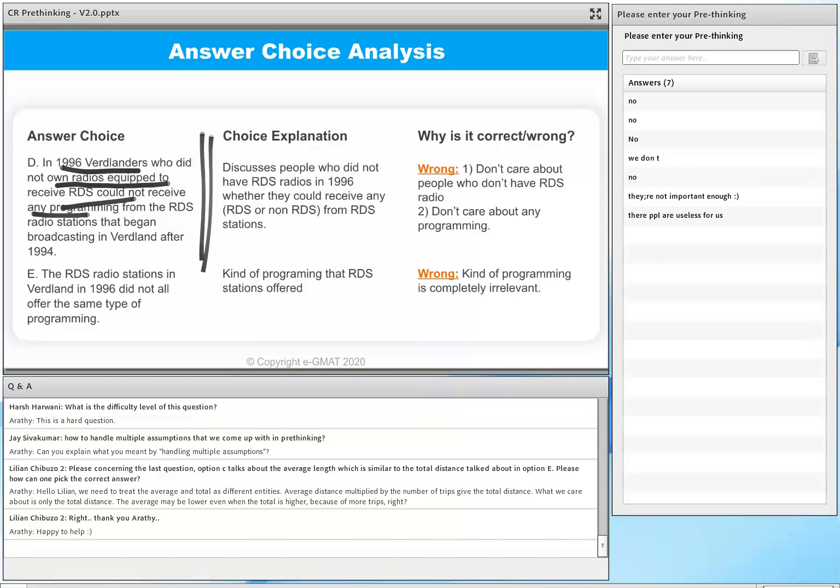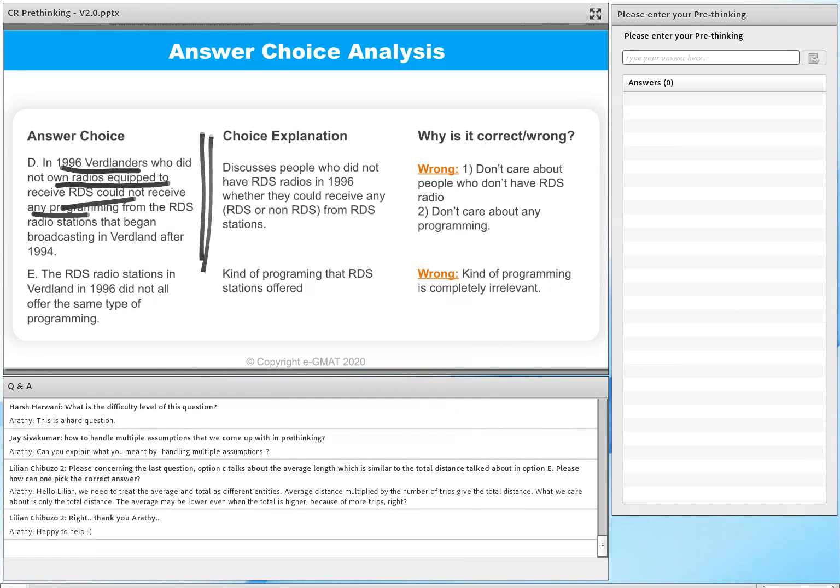It's like you're not going to care about people applying to Harvard who are not even taking either the GMAT or the GRE. You can't apply to Harvard without a GMAT or a GRE. You're not going to compare your profile to those. Again, you understand the answer choice. You visualize the answer choice. Remember the third thing we had in the visualize box early on. It was about visualizing the answer choices. Really important. Choice E. RDS radio station did not offer the same type of programming. Again, don't care about the type of programming. We care about whether they receive that special program information or not.